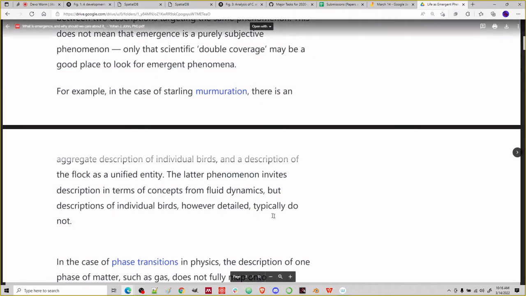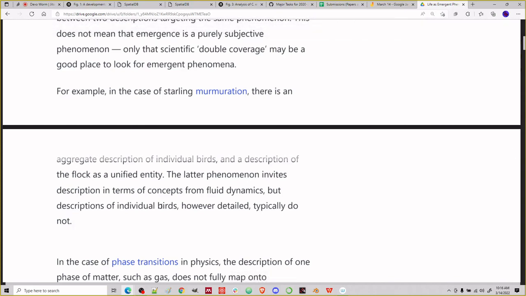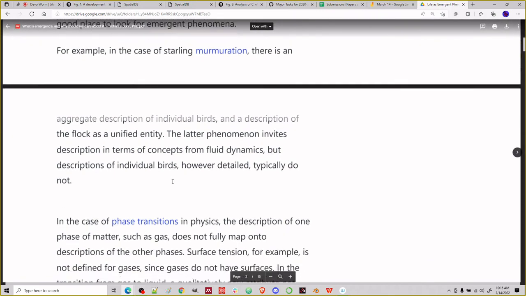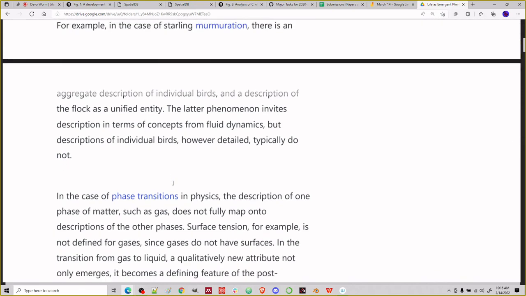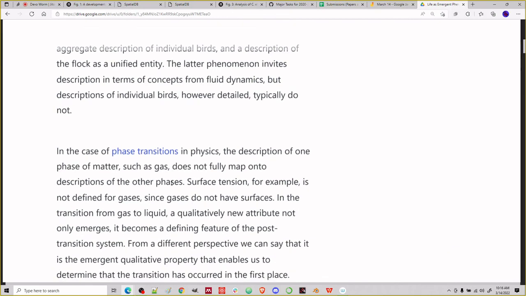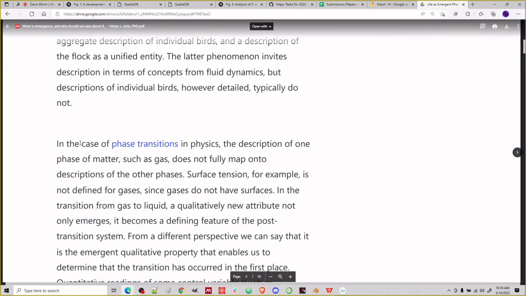So this is the sort of thing that we don't actually have: descriptions of individual birds or particles, and then linking it to the larger collective, to the larger scale. That's something we don't have. We can only describe that individual particle or bird in terms of what it's doing individually, not as what it's doing collectively.